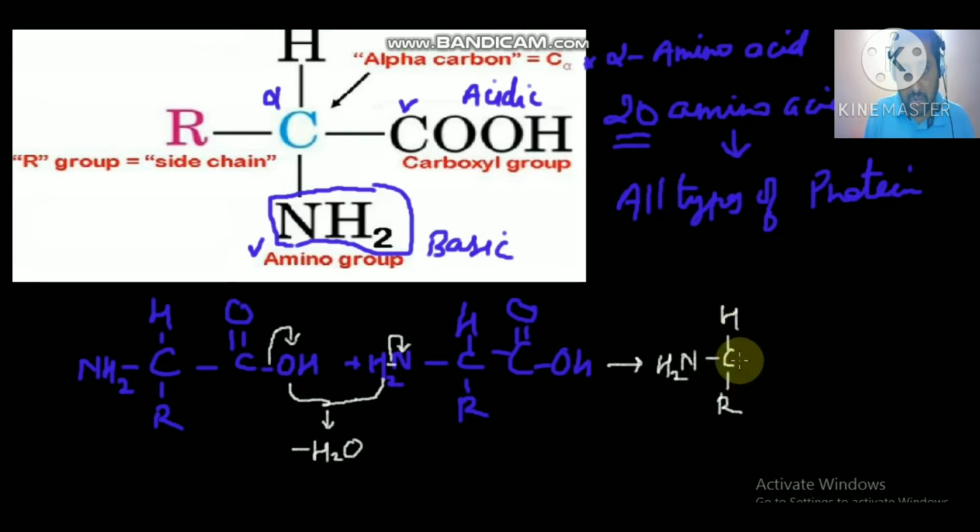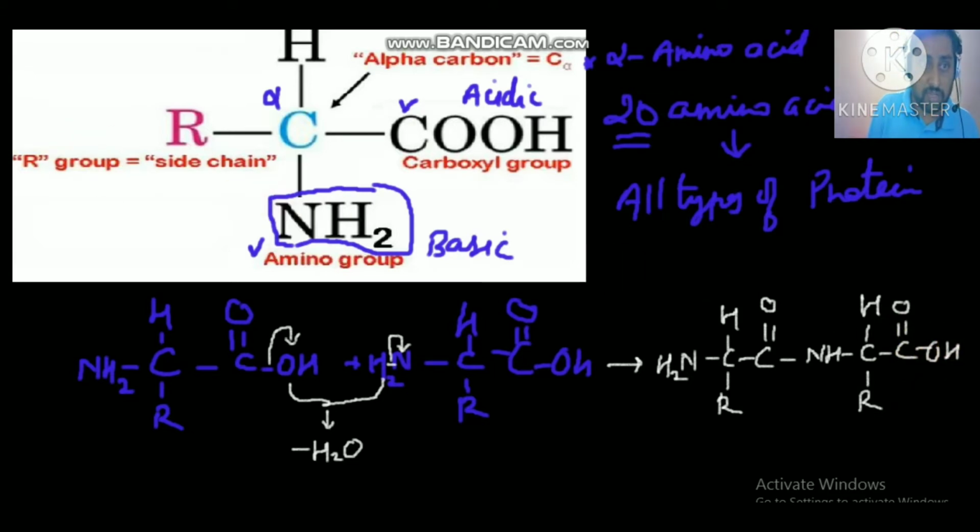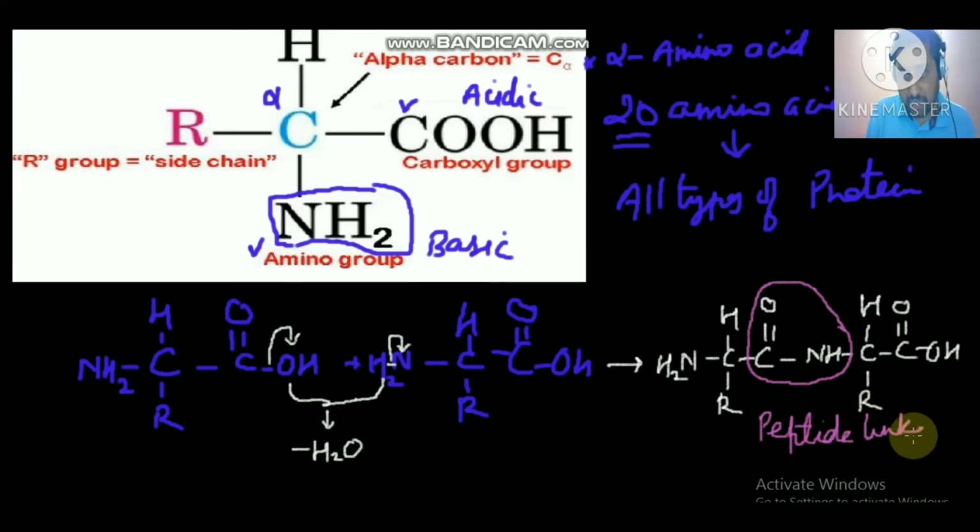NH2CHR C double bond. This is from one amino acid, that is on the left side, and NHCHR and C double bond OH. This is from another amino acid, from the right hand side, and here this bond, this attachment is called a peptide linkage or a peptide bond.